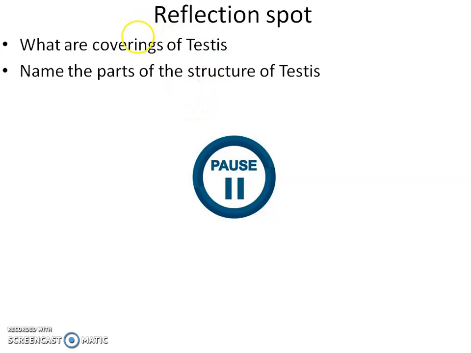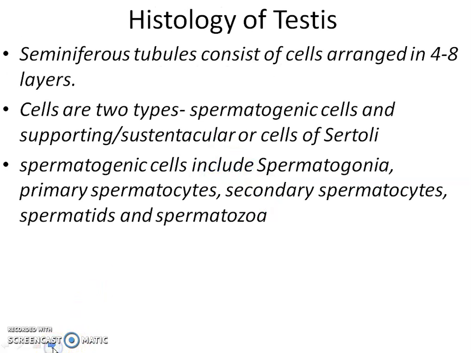So the structural sequence of the testis is seminiferous tubules, straight tubules, rete testis, efferent ductules, and epididymis: head, body and tail of epididymis. Now let us see the histology of testis.